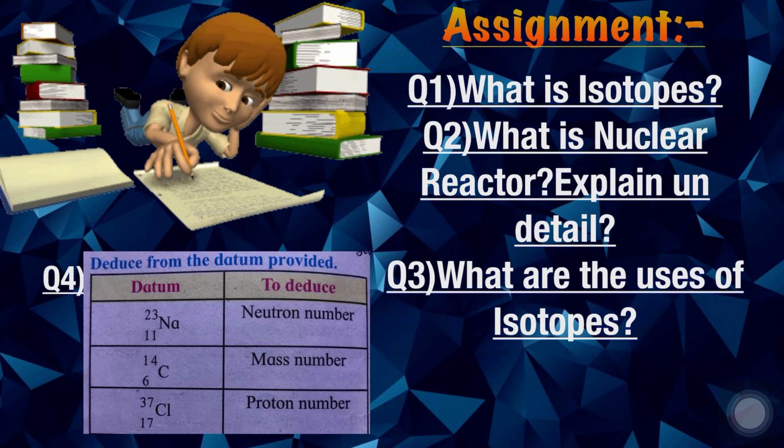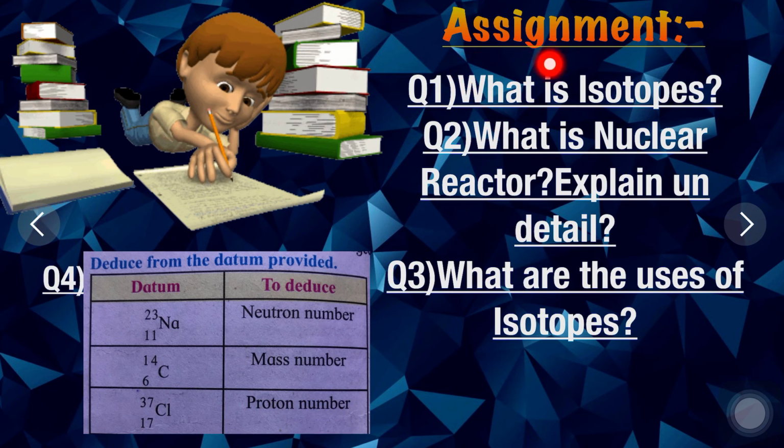So students, based on this module, I want you to solve a small assignment. What are isotopes? What is a nuclear reactor? Explain in detail. What are the uses of isotopes? And the last, deduce from the data provided.